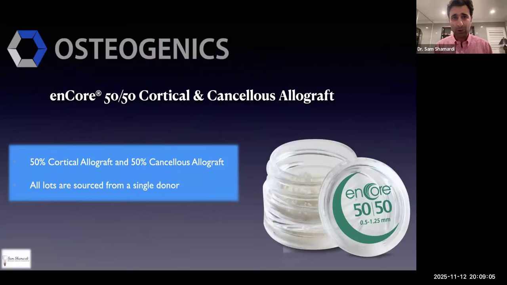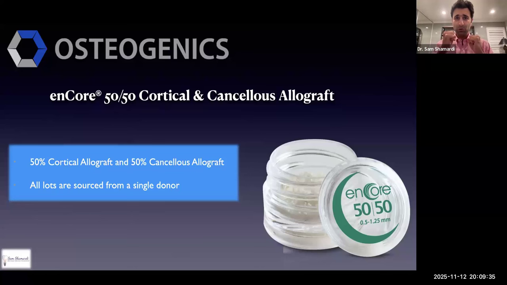What I can tell you as take home, as far as a kind of Swiss Army knife product that will work for all of these types of cases, our good friends at Osteogenics have a bone material that is 50% cortical, 50% cancellous, known as Encore. Why this is a great type of bone graft material for the majority of the cases that you do: with cortical and cancellous, you get the best of both worlds. Cortical bone provides us very good space maintenance.